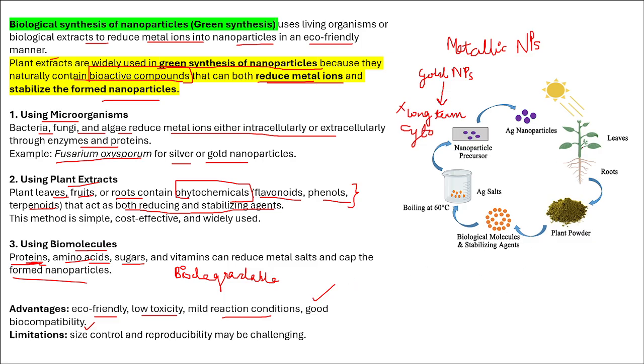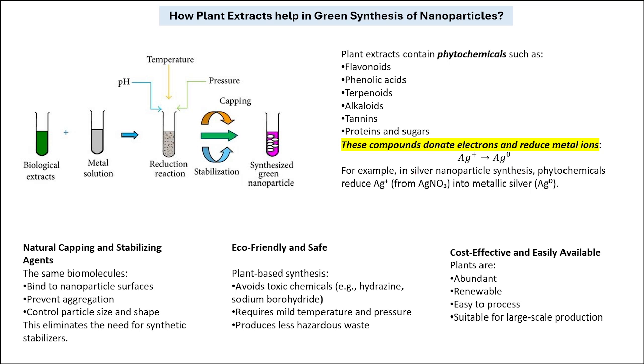So here also the same mechanism is shown. Leaves, roots, we get the plant extract or powder. Then we use biological molecule stabilizing agents. We heat it, we add this precursor, and then we get silver nanoparticles.